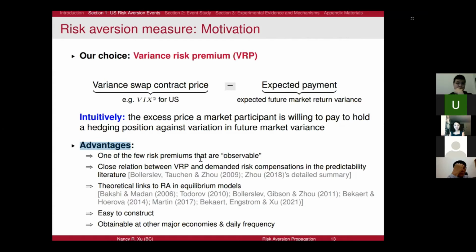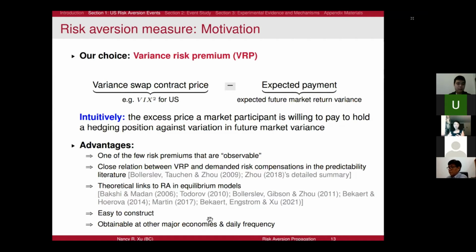Let me see, I have laid out several advantages of that. I think I've mentioned all of that, right? Variance risk premium is observable, and in some papers, we have established the close relationship between variance risk premium and equity risk premium. And of course, the theoretical link and estimations where we showed that investor relative risk aversion should be highly correlated with variance risk premium. It is easy to construct, and we can obtain that for major economies in the world at daily frequencies as well. The disadvantage, which I didn't put on the slide, is obviously this is a proxy, right?